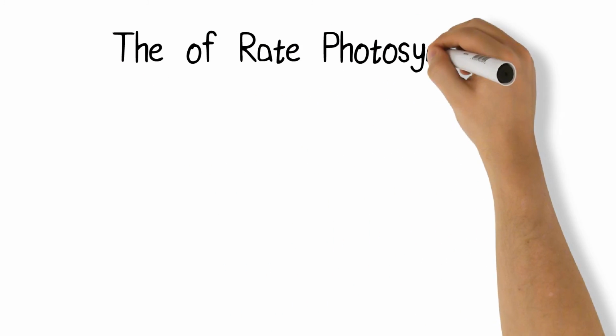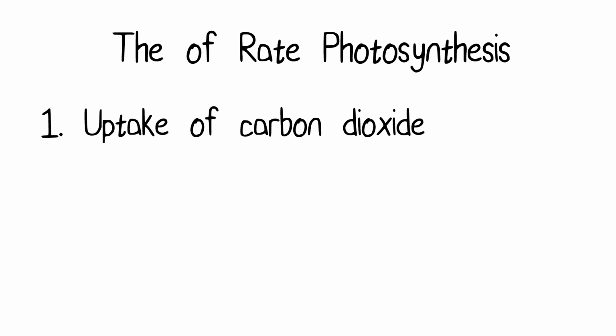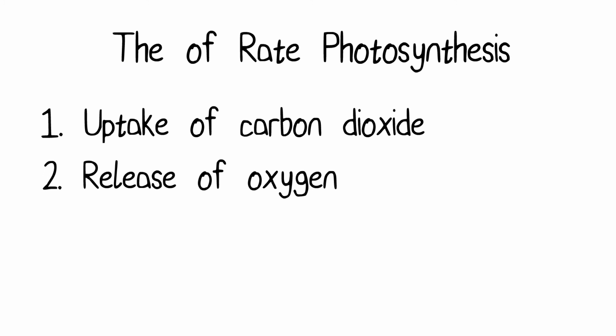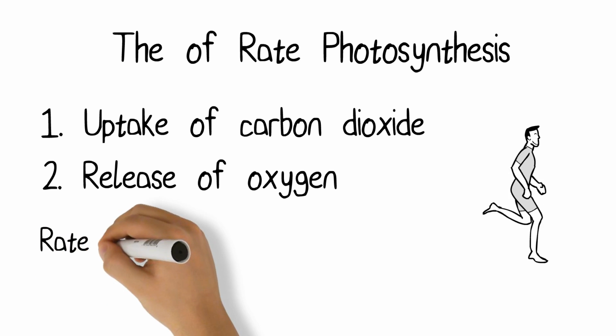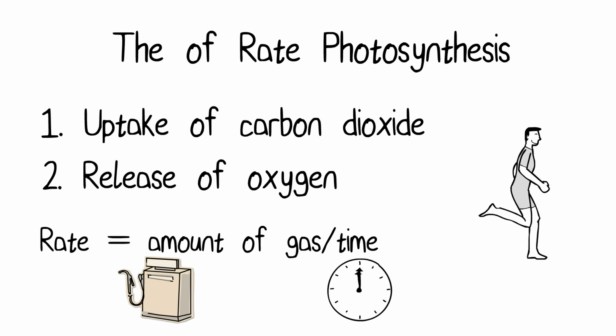The rate of photosynthesis can be measured by either the uptake of carbon dioxide or the release of oxygen. Rate equals the amount of gas either taken up or released over a certain period of time.